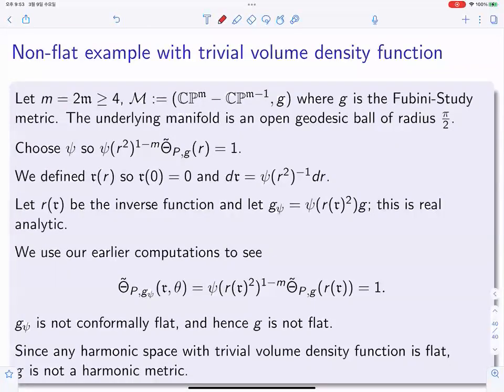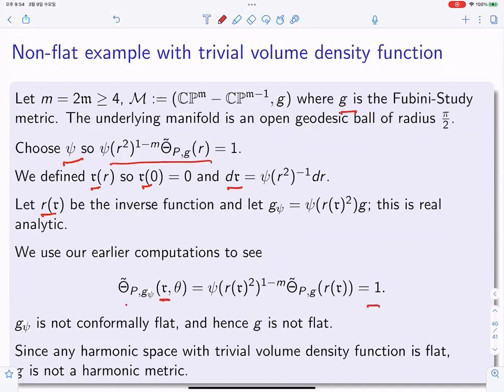So M is of dimension greater than 4. If your manifold is CP^m minus a cut locus, then G is the Fubini-Study metric. The underlying manifold is actually an open ball of radius pi over 2. Then you choose pi to be 1. Then we define the function R, and R at 0 is 0. D of R is this, and R is the inverse function. Then this is real analytic. So in our computation, the density function with R, theta, using this, is 1.